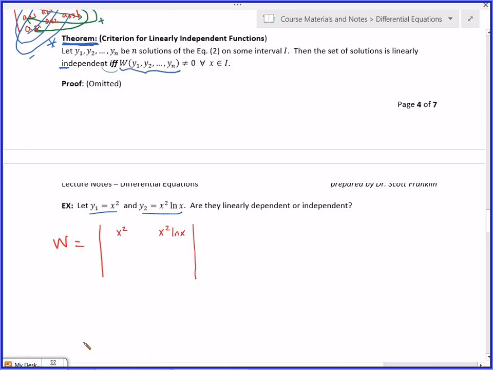By the way, it's named after a dude. His name was Wronski. I think he was German. Russian, you might be right. He might be Russian. That does sound more Russian than German.